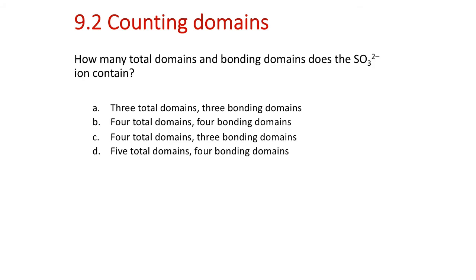So this is the question: how many total domains? Total domains for ammonia would be 4. Water has 4 total domains: 2 bonding domains and 2 non-bonding domains. A domain is just when we look at an atom connected to another atom, whether double, single, or triple bonds. CO2 only has 2 domains. They're double bonds, but one of the double bonds is one domain, the other double bond is the other domain. Think about the total domains of the sulfide ion. All right, give it a try.